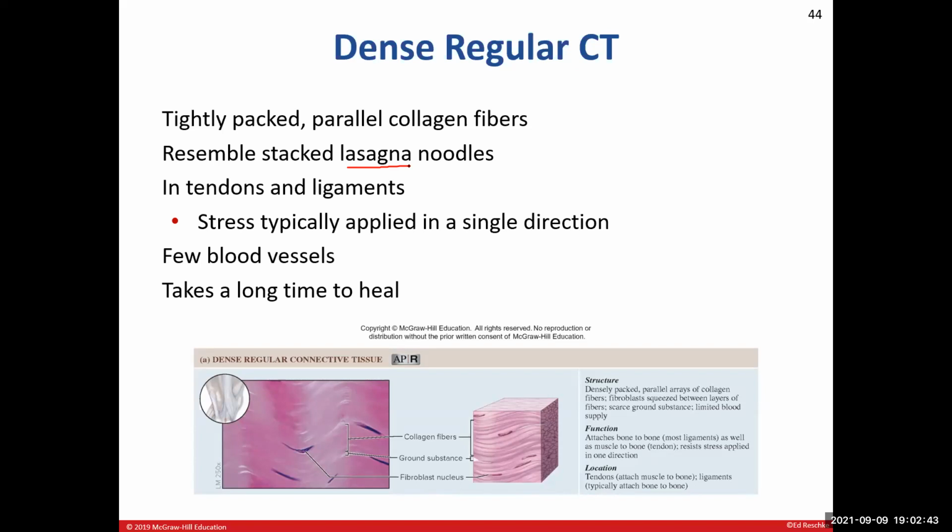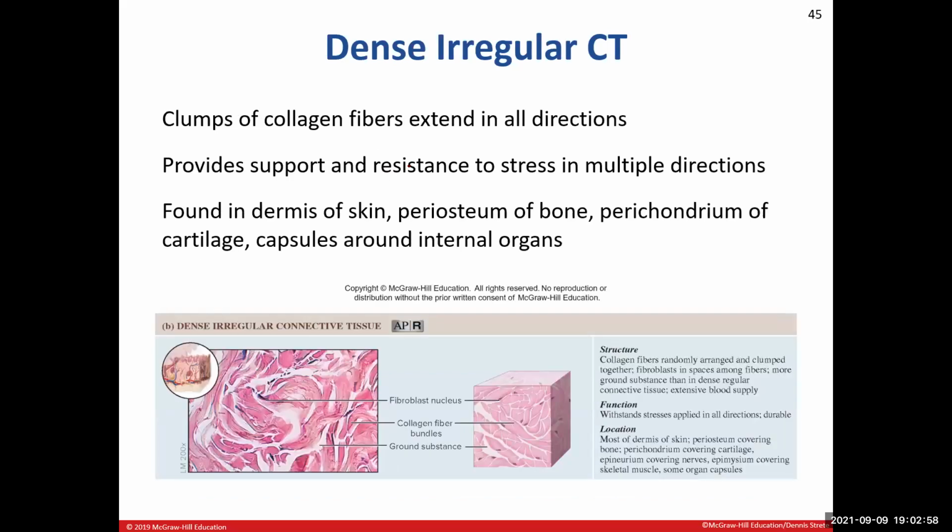But because there's so little ground substance there, so little space, there's hardly any blood vessels that go to this type of tissue. Hence, that's why it takes a long time to heal, because blood helps the healing process. Always, always, always.